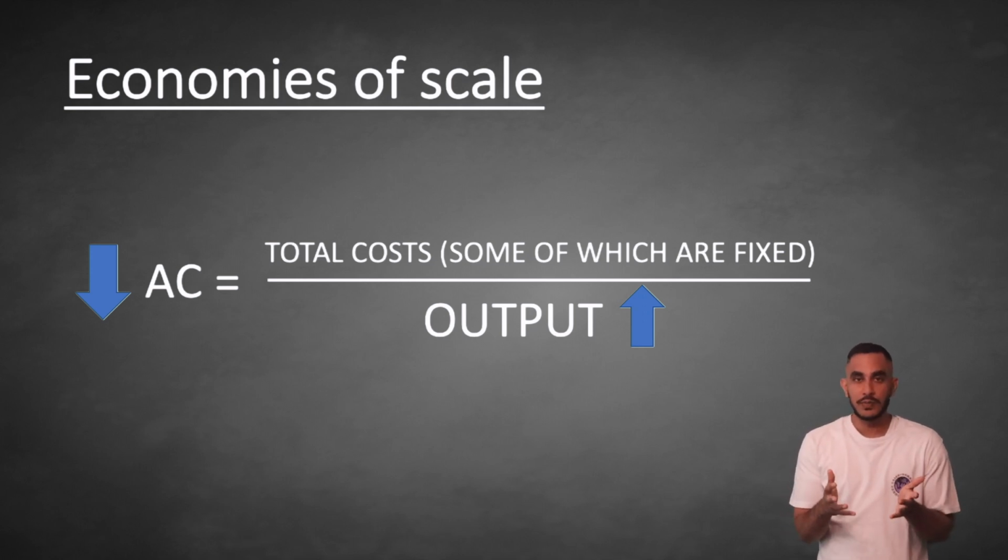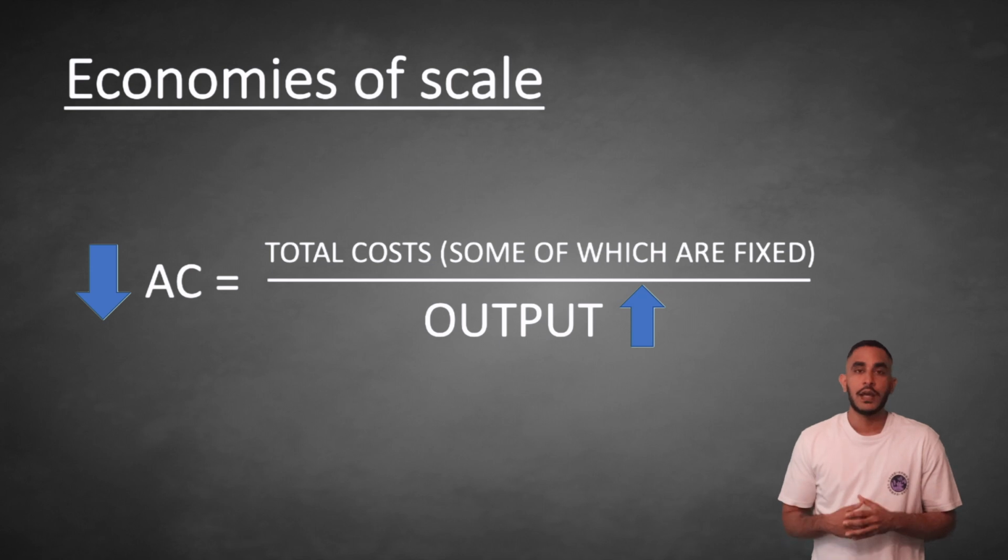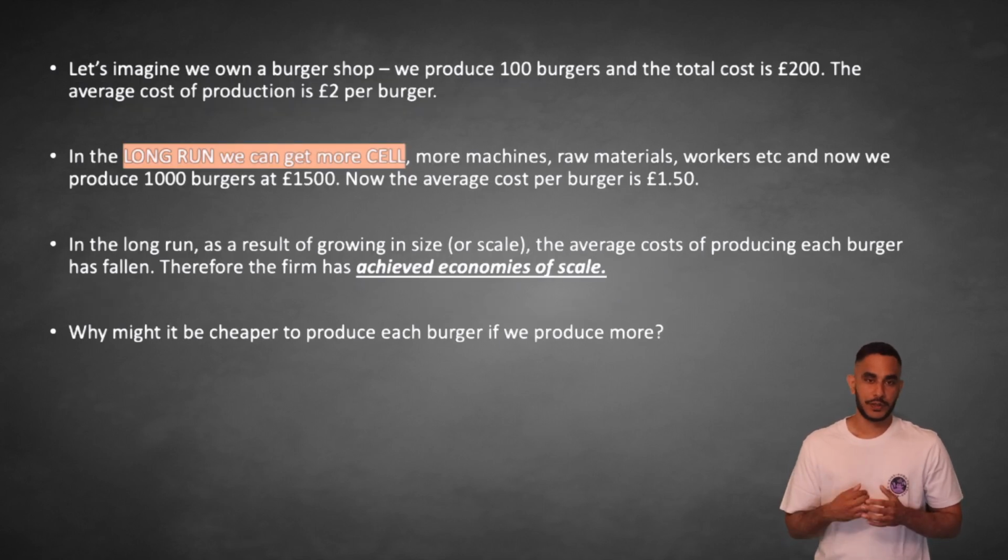So think of economies of scale like this. When you spread your total costs over a higher output, your average cost will fall. Let's imagine that we own a burger shop. We produce 100 burgers and the total cost is £200. The average cost of production, therefore, is the total cost of £200 divided by 100 burgers, meaning the average cost of producing each burger is £2.